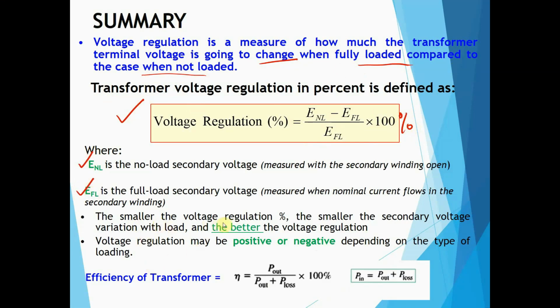The smaller the voltage regulation, the smaller the secondary voltage variation with load, the better the voltage regulation. So if your voltage regulation is smaller, there is a slight change in the VS, so we can consider the transformer as having a better performance. Now, voltage regulation may be positive or negative depending on the type of connected load. And also, efficiency, P out over P in. Okay?